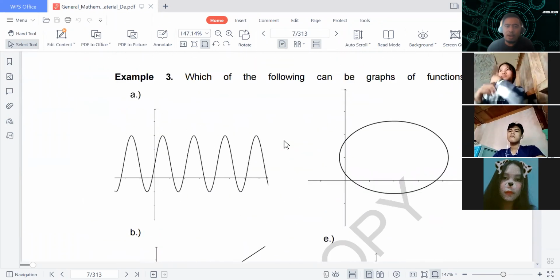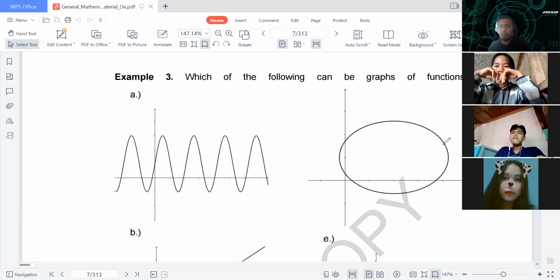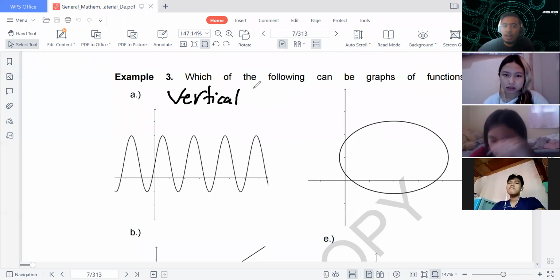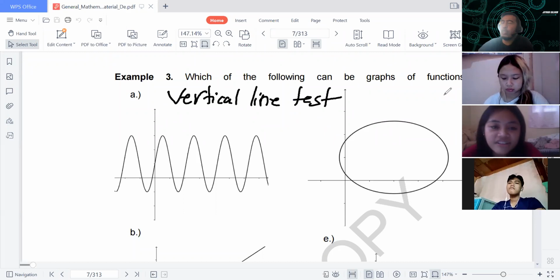Now, how about a graph? When can we say that a relation represented by a graph is a function? You will use the vertical line test. Some say we'll use the pencil test. Actually, the idea is the same.